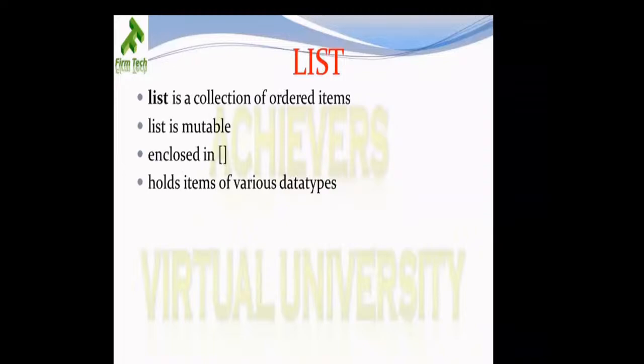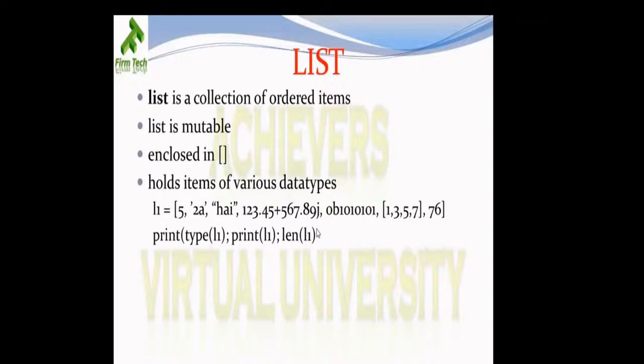Next, list. List is the collection of ordered items. And list is mutable. That is, the elements in the list can be changed. And list can hold various data types. All the data types can be enclosed inside a list. And this list will be represented by square brackets. That is, the elements will be stored enclosed within square brackets.